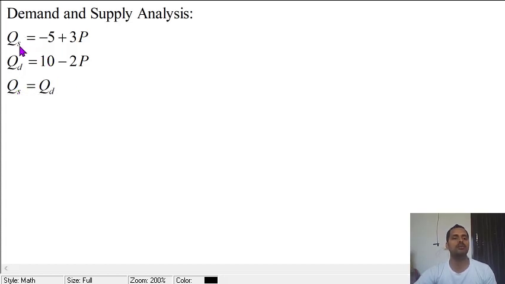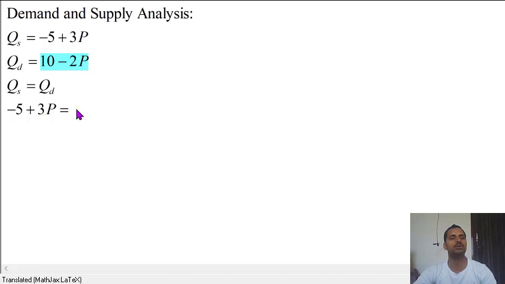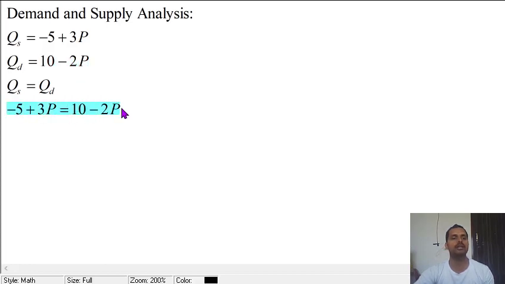Now, putting the values of QS and QD, you can find the equilibrium price. For example, in place of QS, you can put the value of QS. This is the value of QS. You can simply copy and paste it here. And now in place of QD, that is quantity demanded, you can put this value. So now we have a proper equation that can be solved for P.